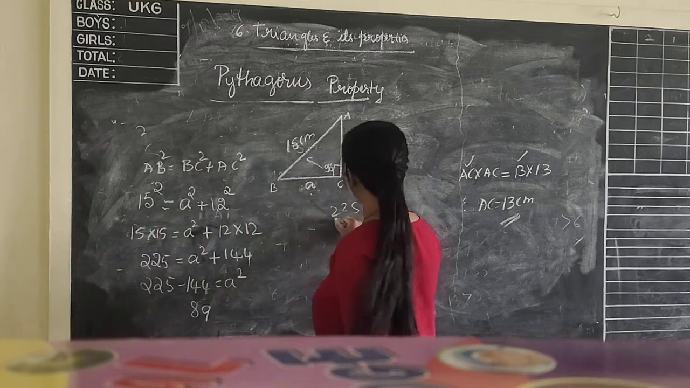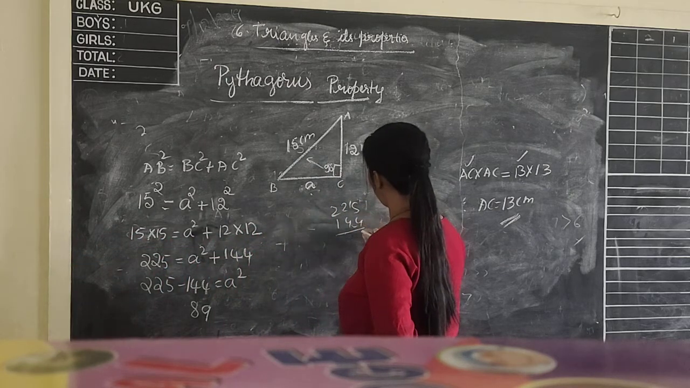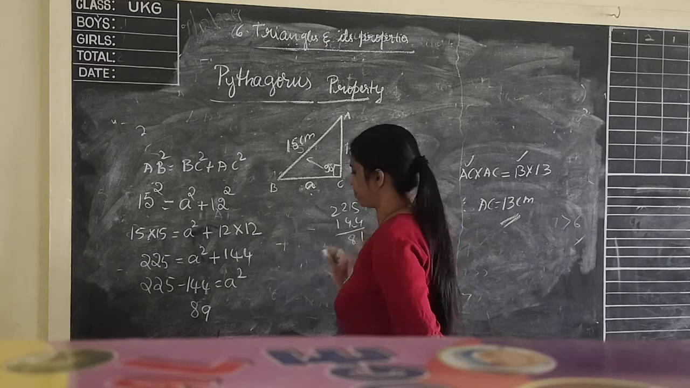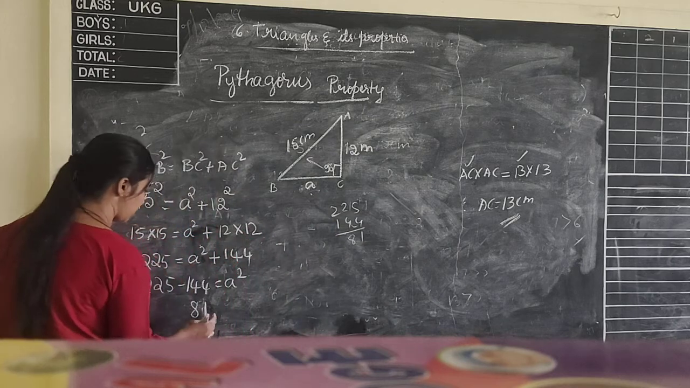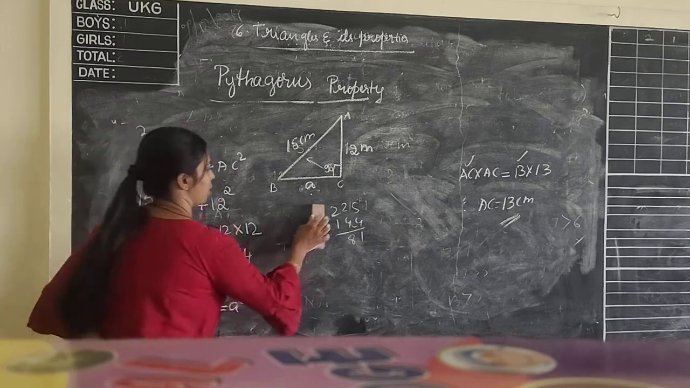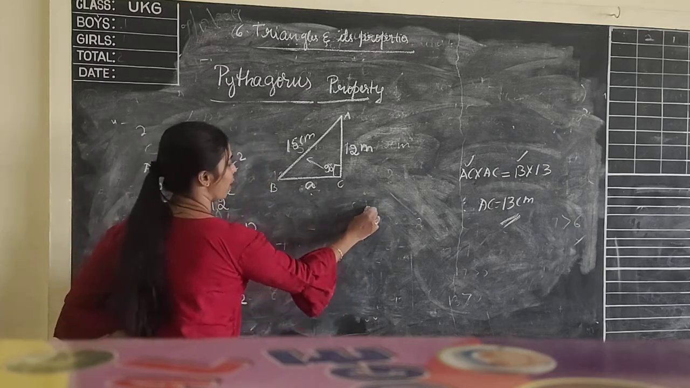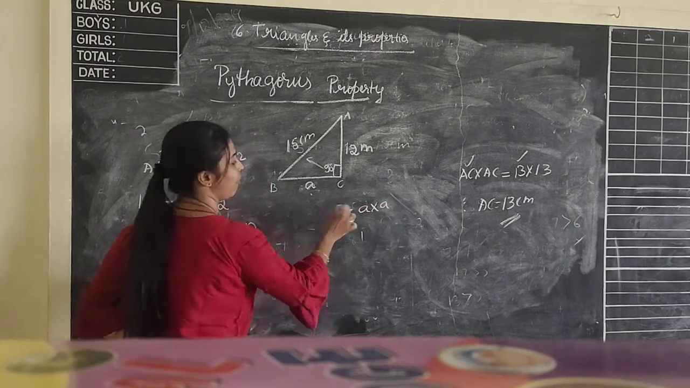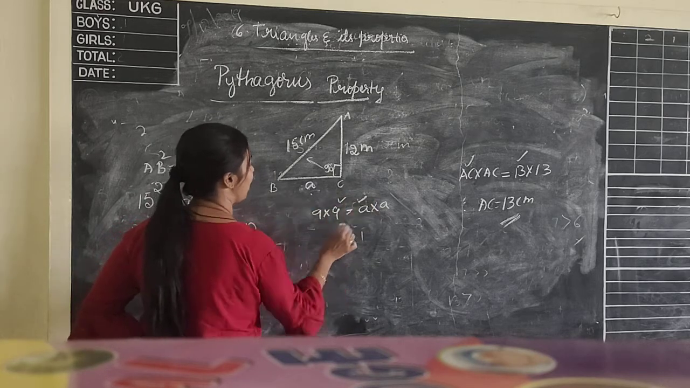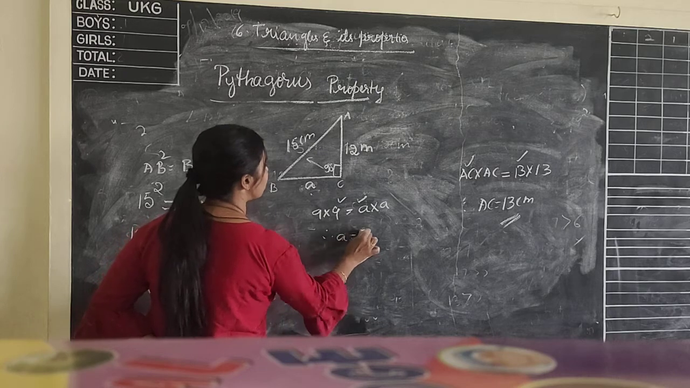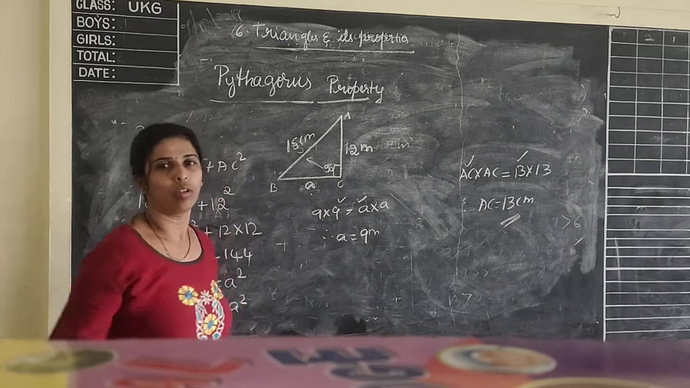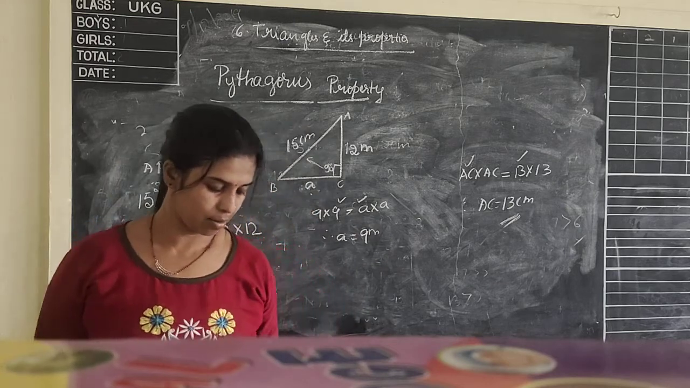Minus 144. Sorry, 1. A square means A into A. 81 means which same number? 9 into 9. So what is the value of A? Therefore, A equal to 9. One minute, right? Anyone, same in that one minute, right? Yes.